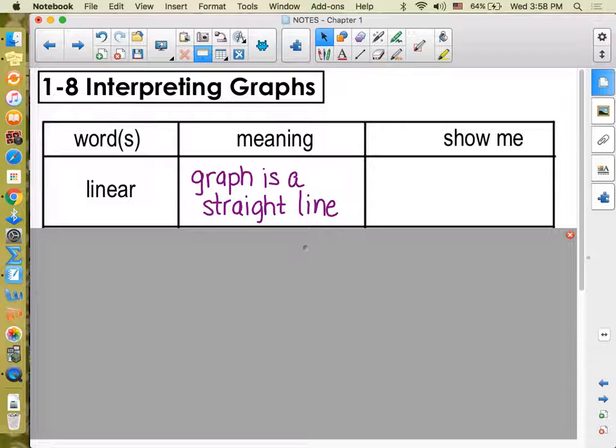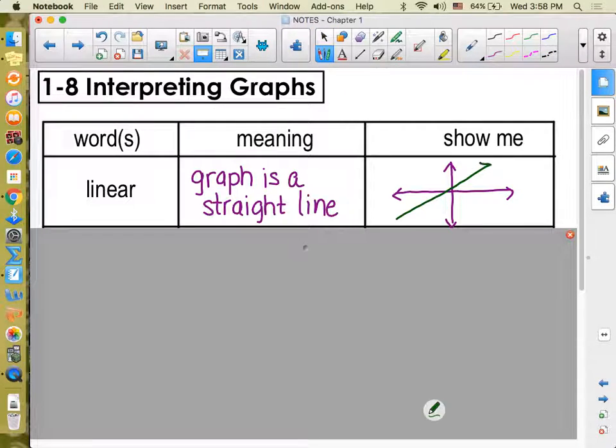To be linear, what we need to see is that the graph needs to be a straight line. So what you would see, and you can put as an example into the show me, is the axes. And then any graph that's a straight line would be considered linear. Any graph that has a curve or a bend or is just dots is not linear.